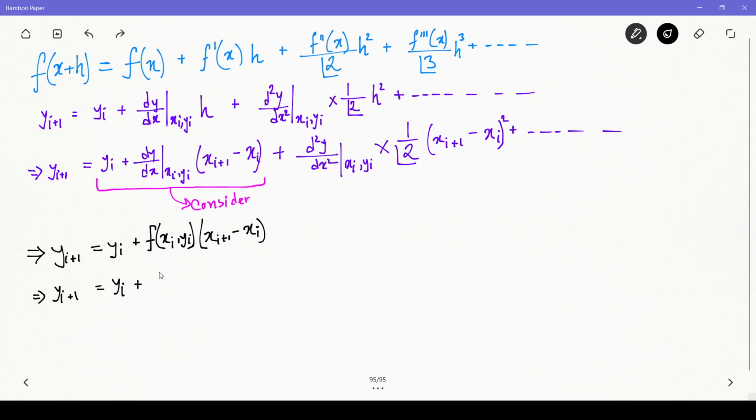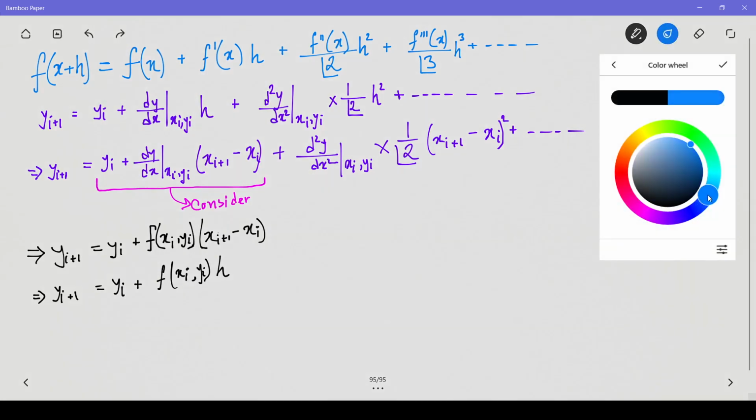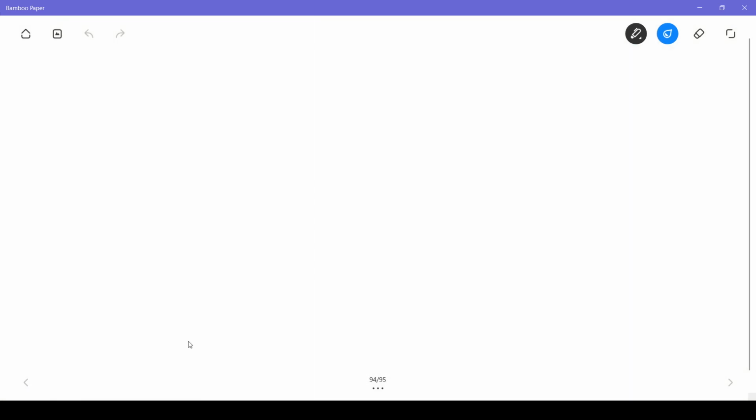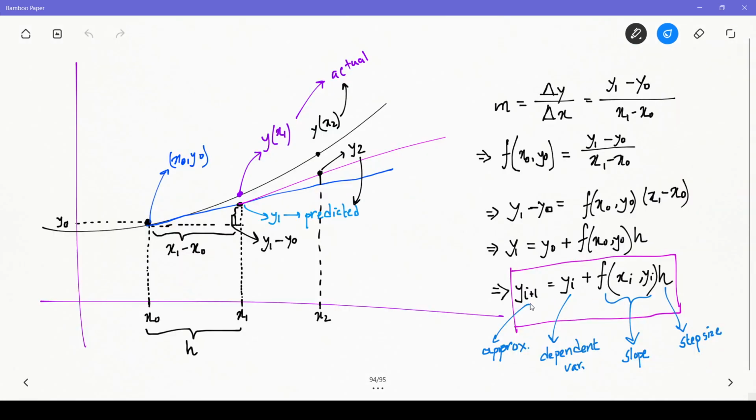So for the sake of consistency, let's write it as f of x_i comma y_i times h, because this thing can be replaced by h. So what we have ended up with is the same formula for Euler's method that we derived just a while ago. So let's go back to our previous page. So this one: y_{i+1} equals y_i plus f of x_i y_i times h.